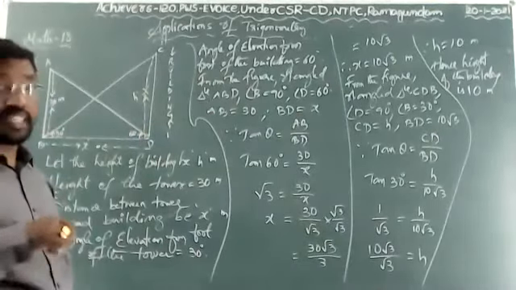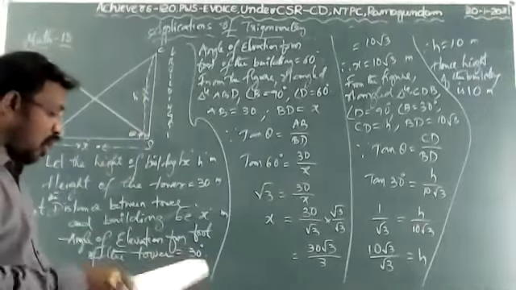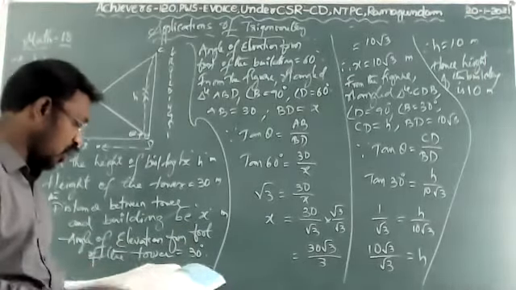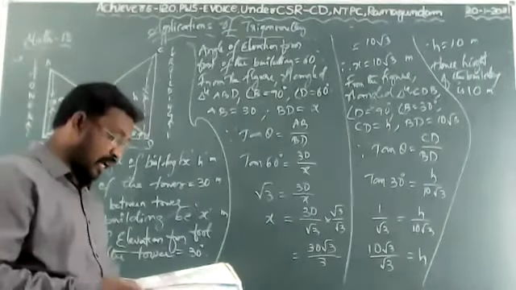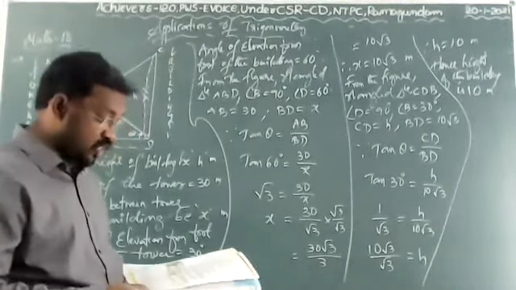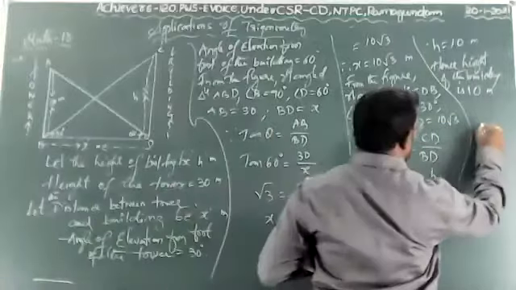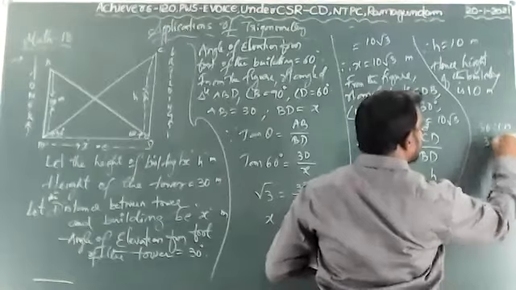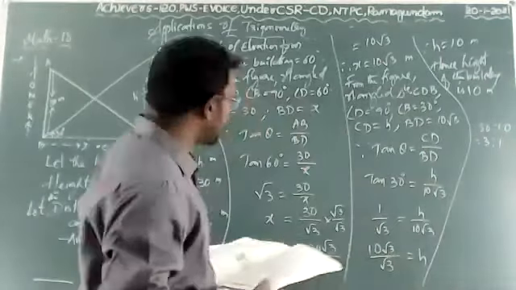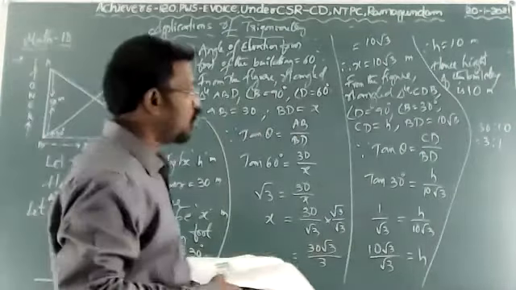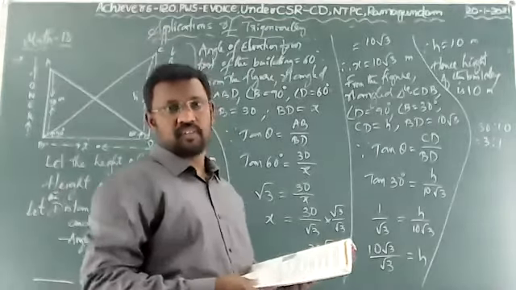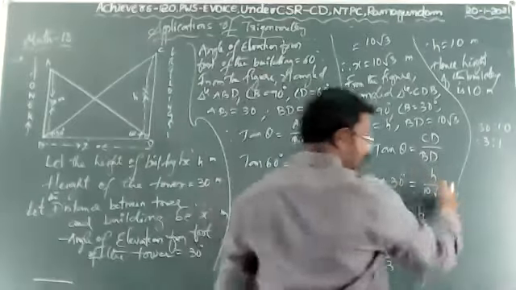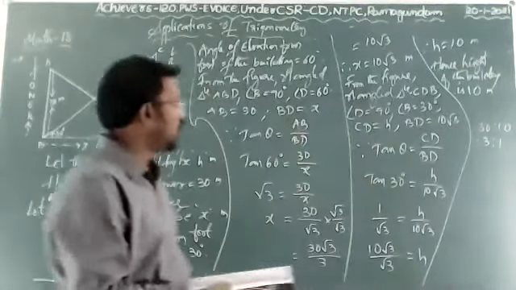In the 10th question, he is asking what is the ratio of the heights of the tower and the building? Tower how much? 30. Building how much? 10. The zeros cancel. 3:1 is the answer. Tower is 30, building is 10, so 3:1. Finally, you will get the result like this. 3:1, okay, children.